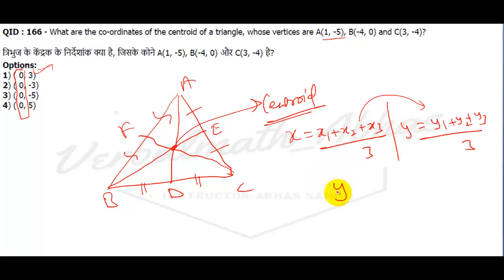So you have to calculate y. y1 is -5, y2 is 0, y3 is -4, divided by 3. So your answer is -3. So the second option, B, is your answer.